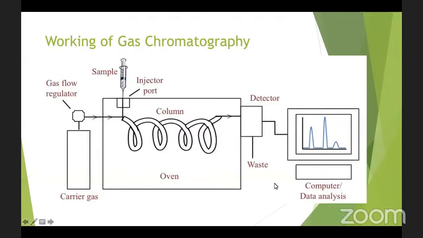So basically in this chromatogram, the first peak that you see is of a component which has the lowest boiling point as well as the lowest size.